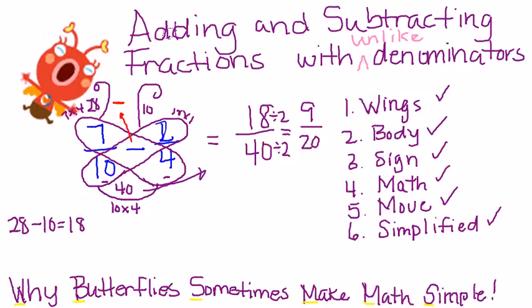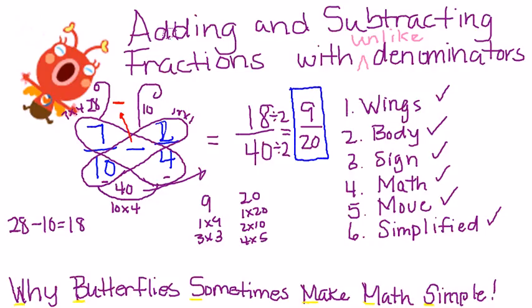I'm trying to think here. I don't think that those, one is odd and one's even, so they're not divisible by 2, and as far as I know, the factors of 9 are 1 times 9 and 3 times 3, and none of those are factors of 20 because 20 is 1 times 20, 2 times 10, and 4 times 5. None of them match, so therefore this answer right here is the answer to our subtraction problem. When you take 7/10 and you take away 1/4, you're going to end up with 9/20.